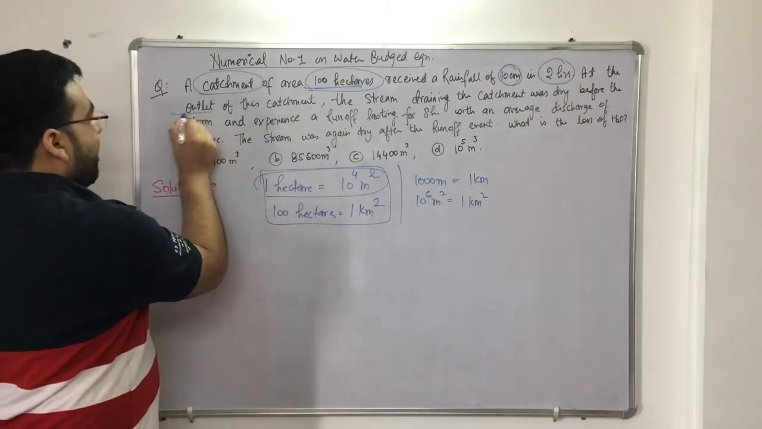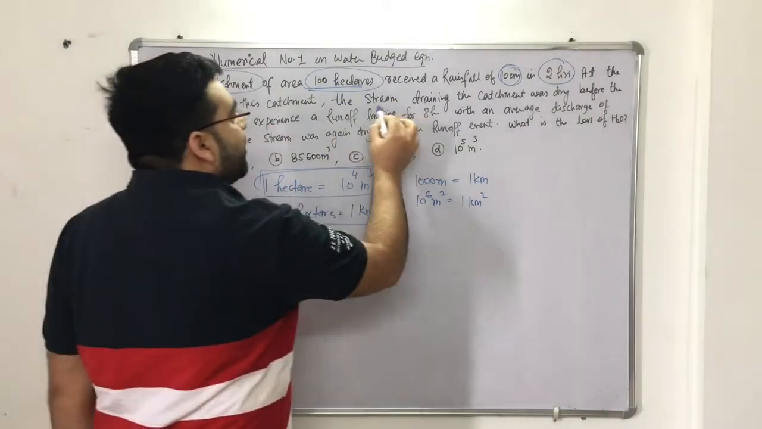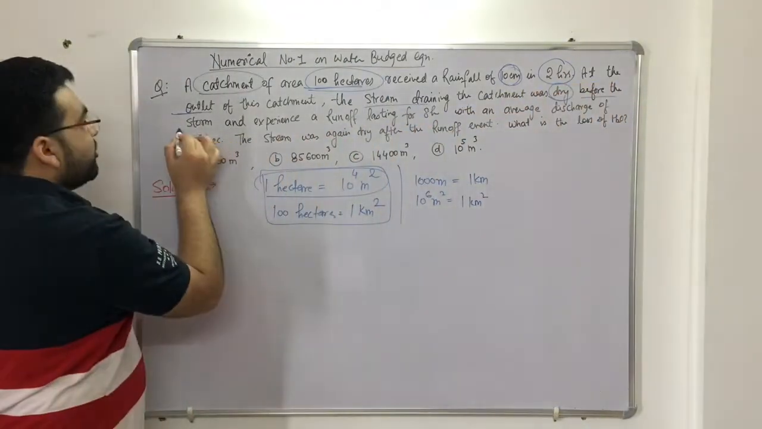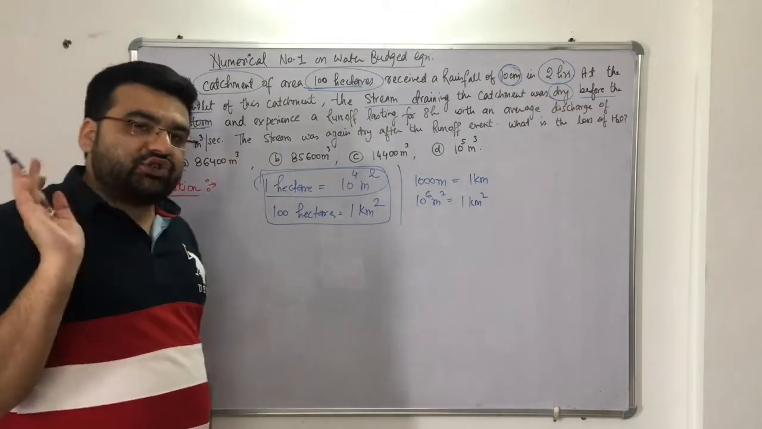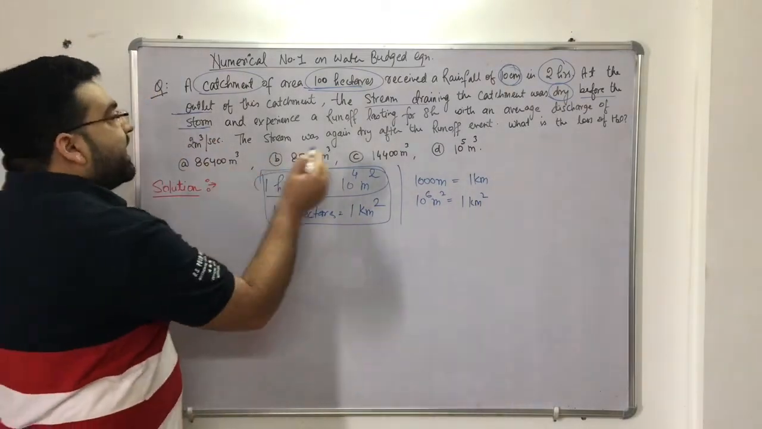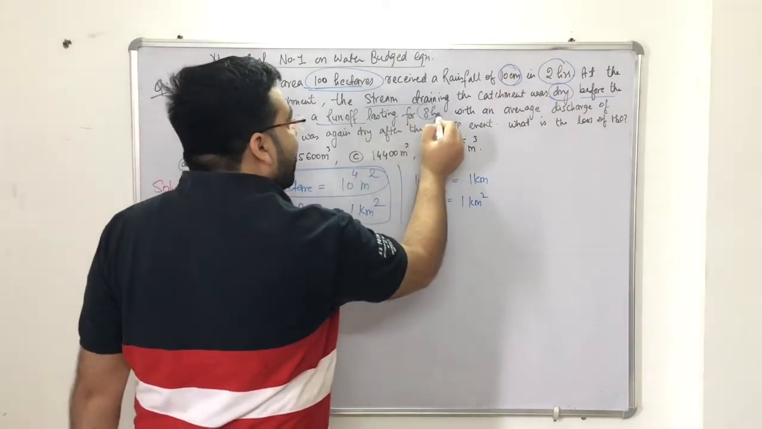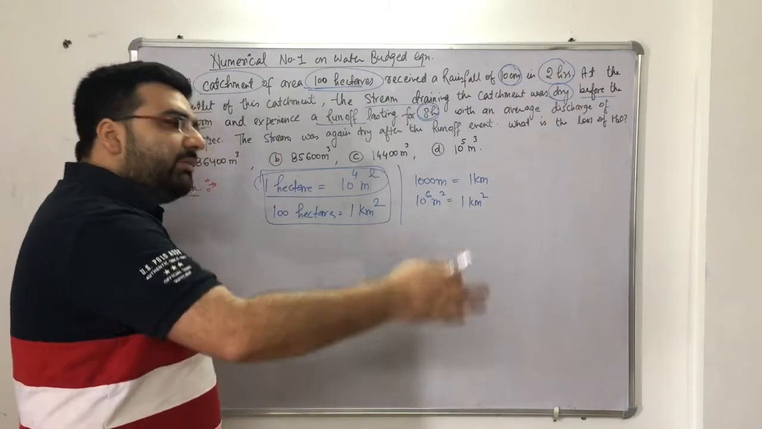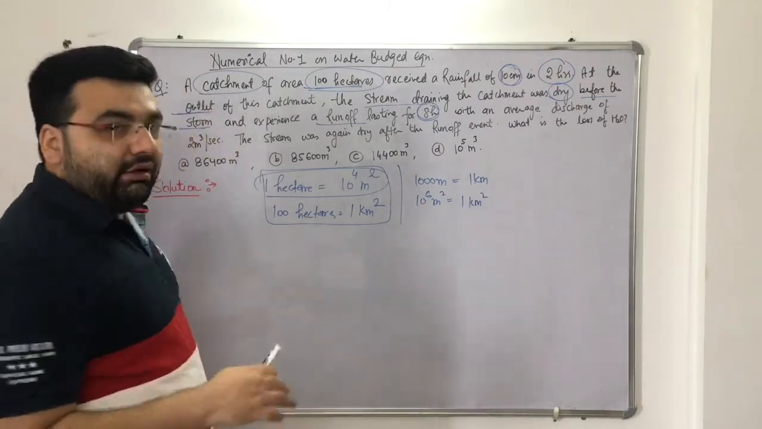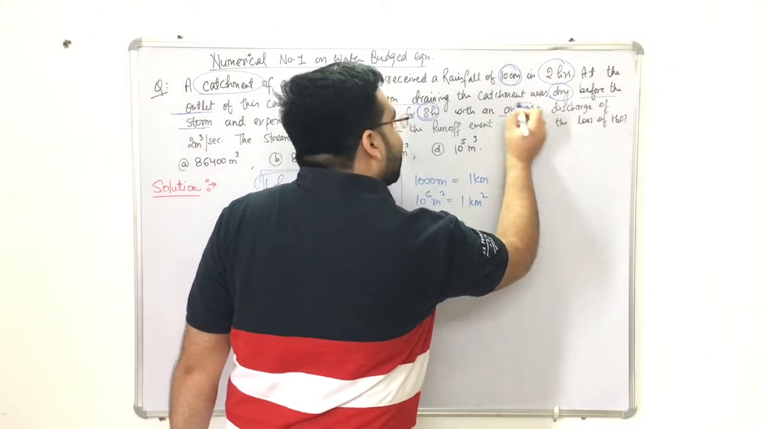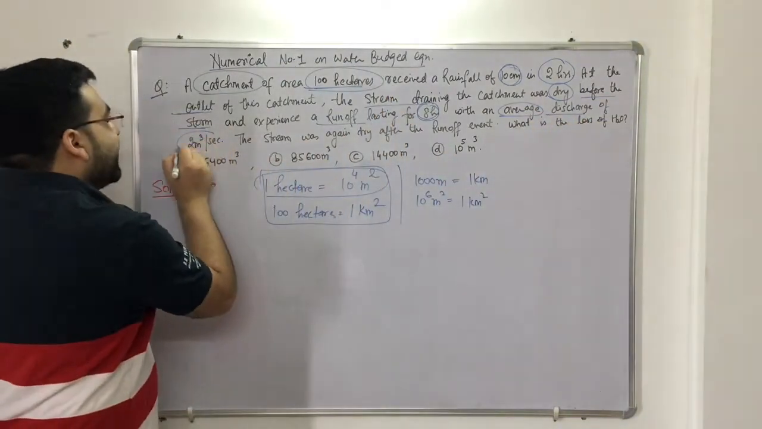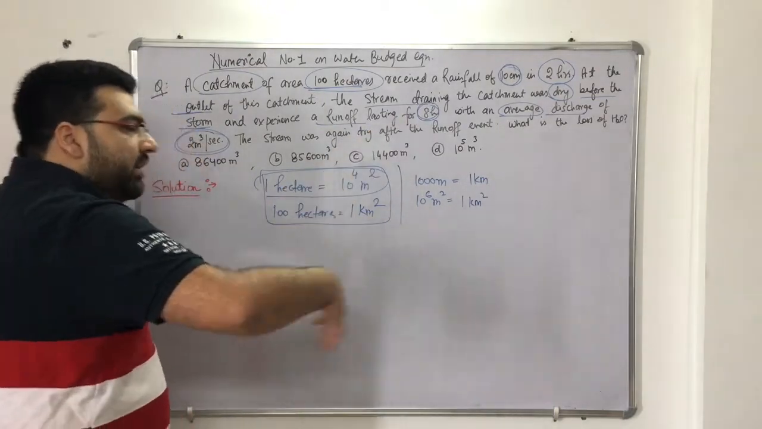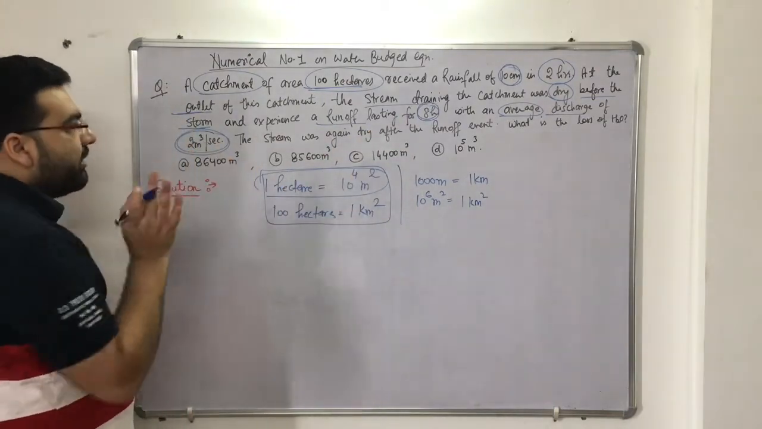At the outlet of this catchment, the stream draining the catchment was dry before the storm. When the storm came, before that the stream was dry, right? And it experienced a runoff lasting for 8 hours, with an average discharge of 2 meter cube per second. Now I can determine the volume also, because the time is given to me, and this is the average discharge.